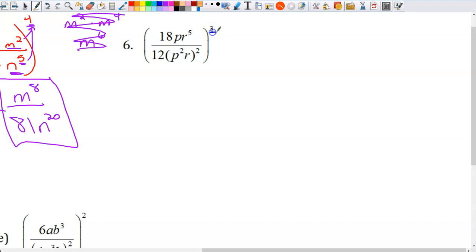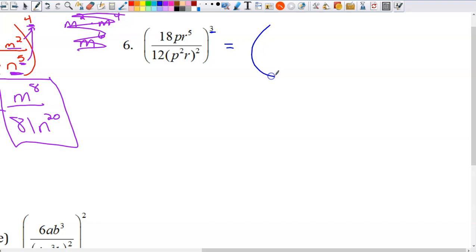From the exponent to within, there's another set of exponents too. I got p's on top and p's on bottom, r's on top, r's on bottom. I got 18 and 12 that can be reduced. There is a lot. So no joke here. Let's go one step at a time.